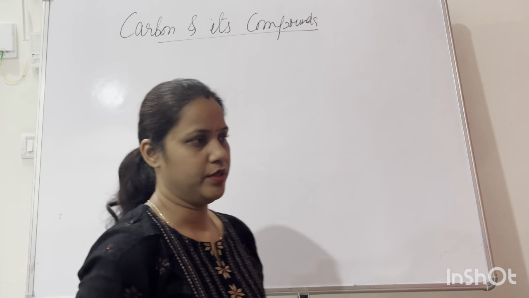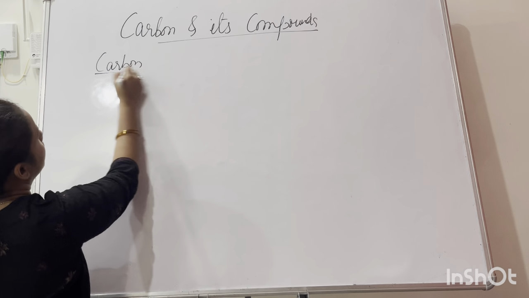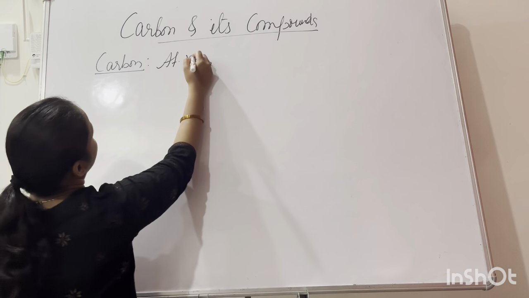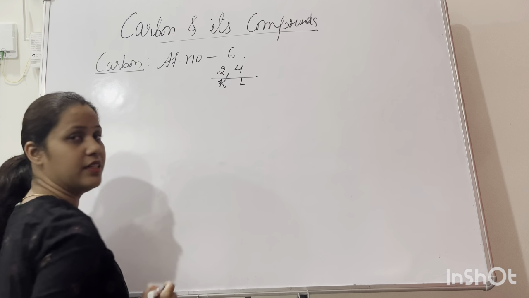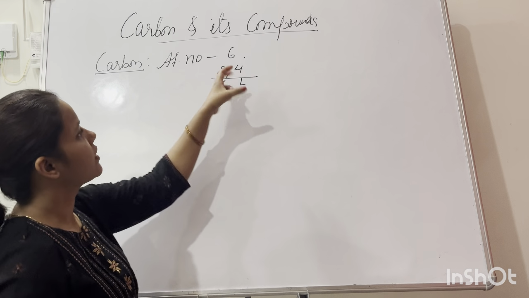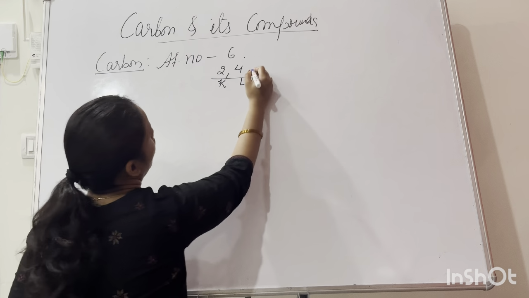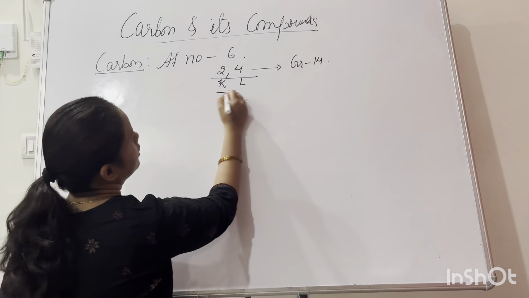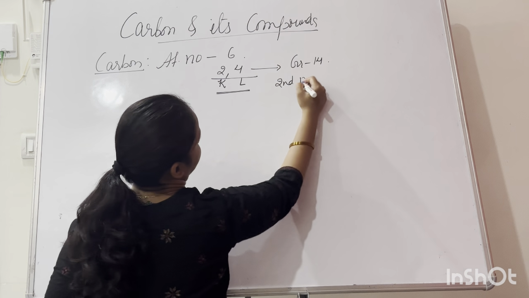Now what is carbon and where does it belong? We know that carbon is an element with atomic number 6 and electronic configuration of 2, 4, and we denote it by K and L shell. Since it has 4 electrons in the outermost shell, it belongs to group 14. And since it has 2 electronic shells, it is present in the second period.